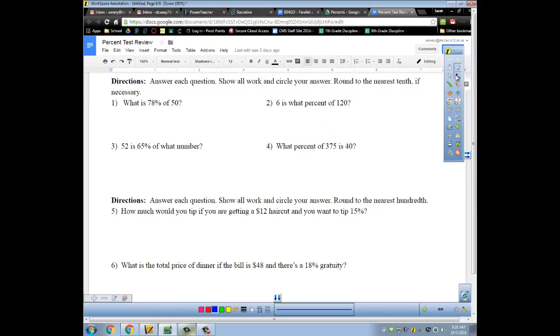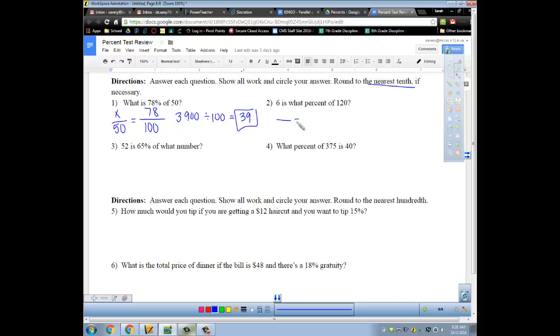So for the first four, these are not story problems, so I advise you to set up a proportion. And it says round to the nearest tenth if needed. So I'm going to make my proportion lines, 100 in the bottom right. We have 78%, percents always go over 100. Then of 50, of always goes on the bottom, so we don't know the is. So I'm going to cross multiply. 50 times 78 is 3,900. Divided by 100, you should have gotten 39.